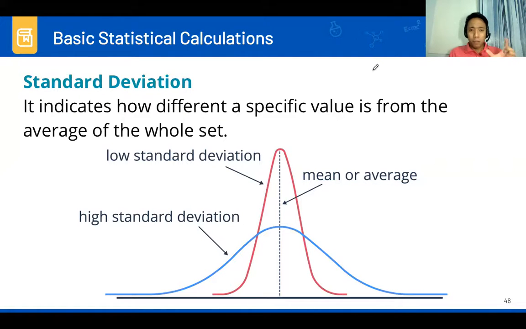Okay? Ano ibig sabihin niya? Di ba magulo pa rin? Sabi niya, "It indicates how different a specific value. What are those specific values from?" Okay? Ano yung mga specific value na yon?